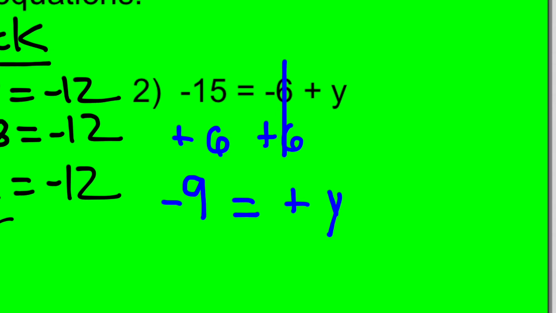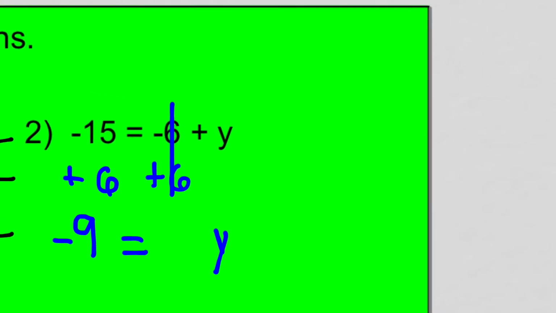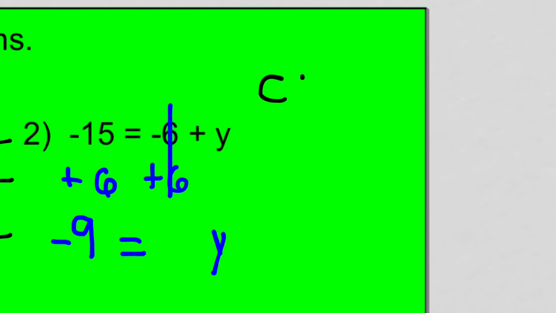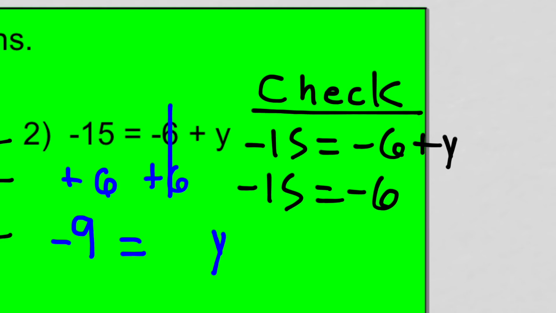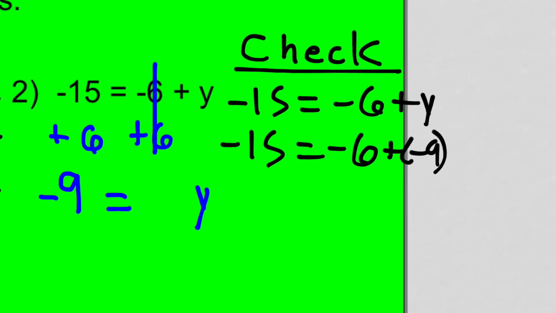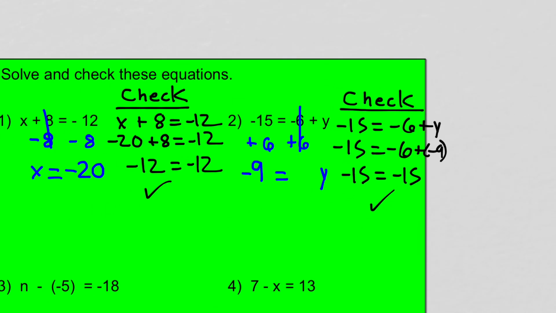Now these variables, these letters, are just like integers. If I have a positive sign in front of it, I don't need that positive sign in there, so I can just say -9 equals y. For the check, write down the original equation, substitute in your value for y, in this case it was -9, and ask yourself, is that statement true? Does -6 plus -9 equal -15? It does. Both sides of the equation work out, so we're good.